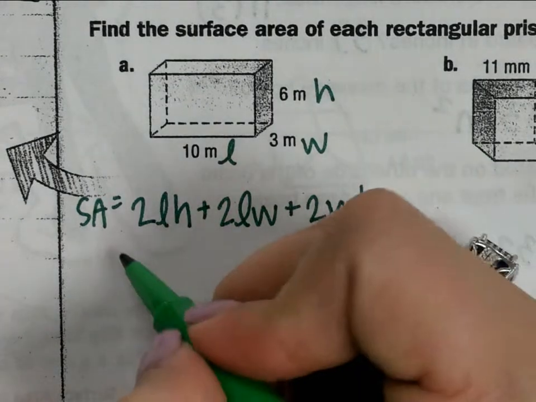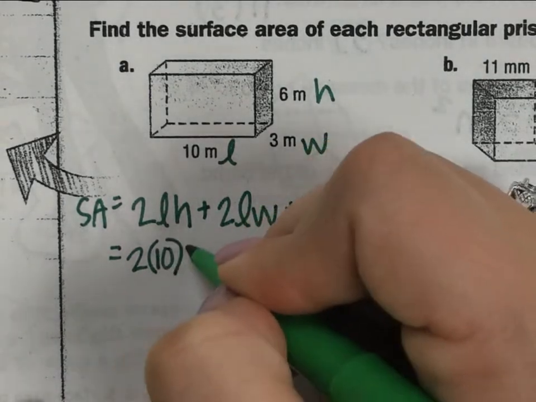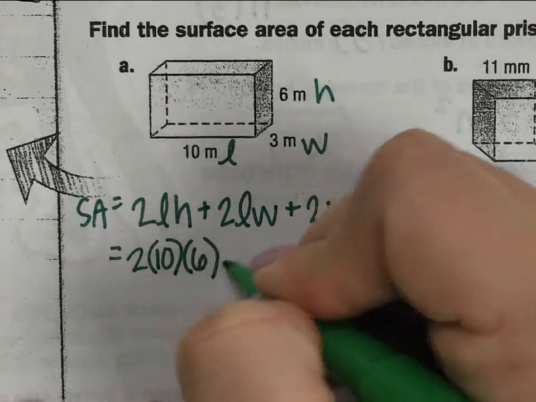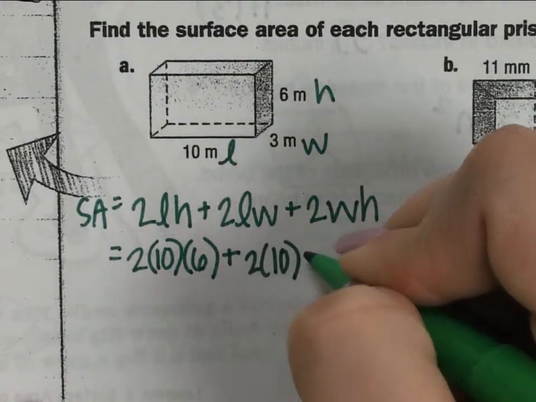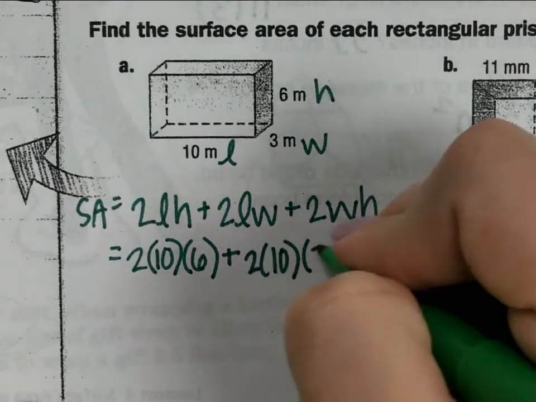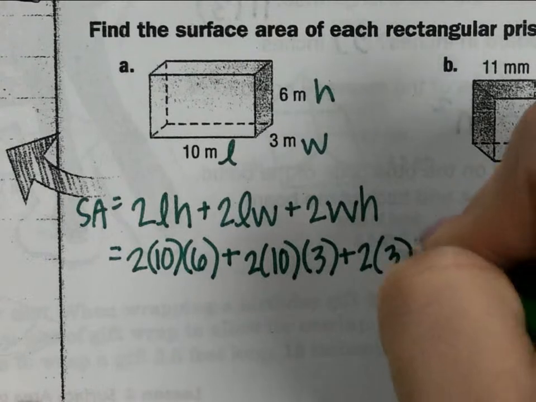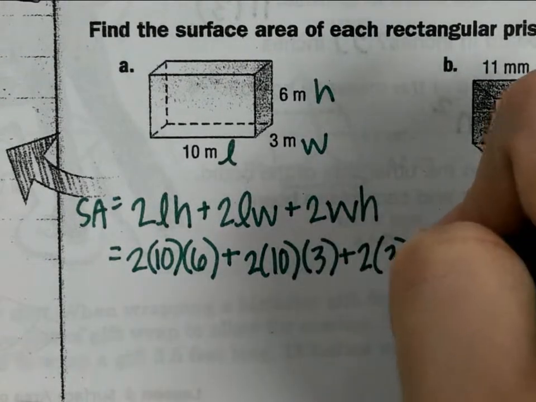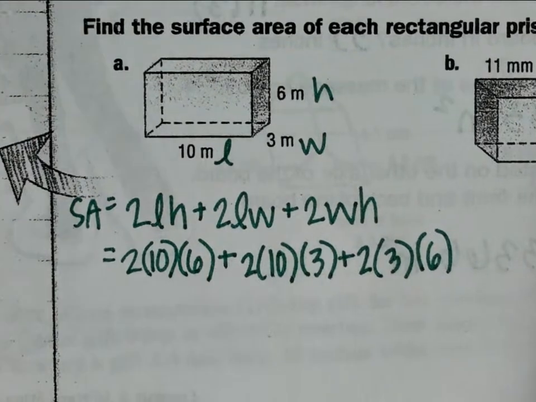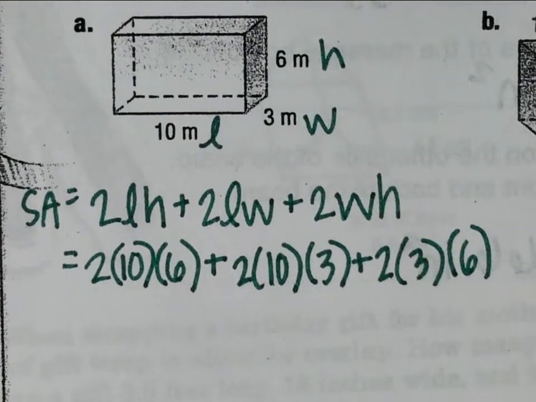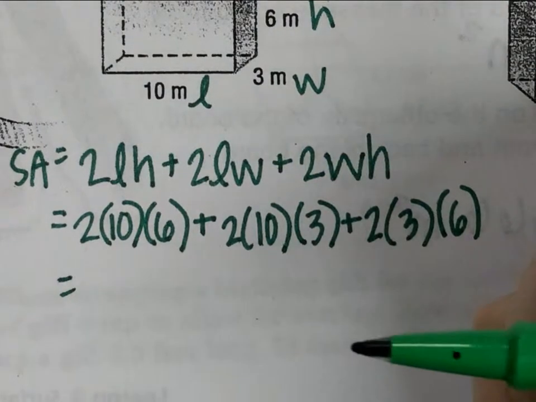So now let's replace those variables with numbers. So my L is 10, H is 6, L is 10 again, W is 3, and then my H is 6. Can y'all read that okay? Okay, so now I need to multiply those 3 numbers together.